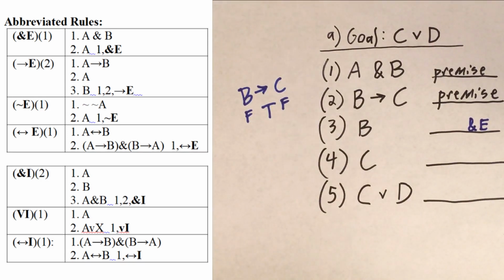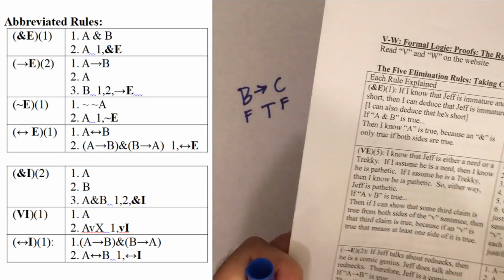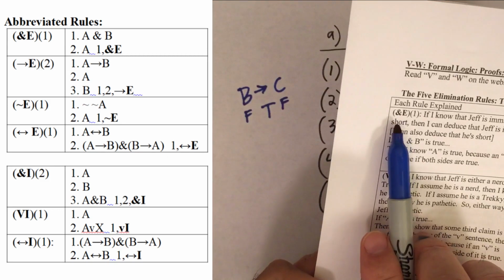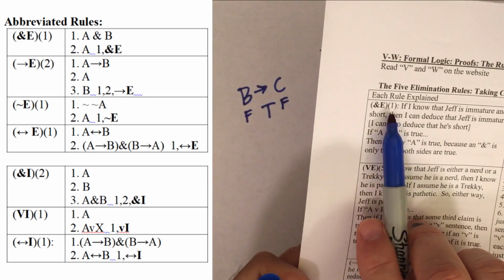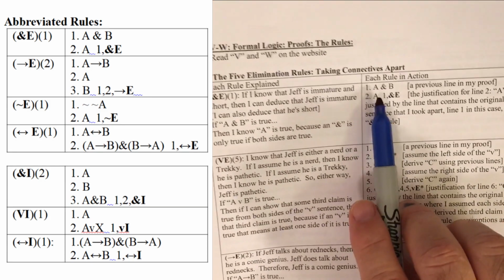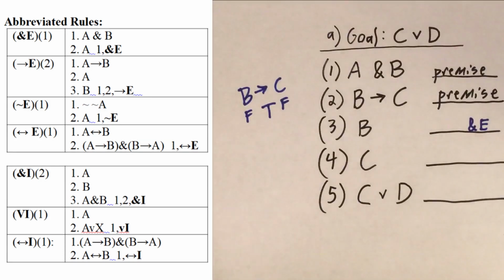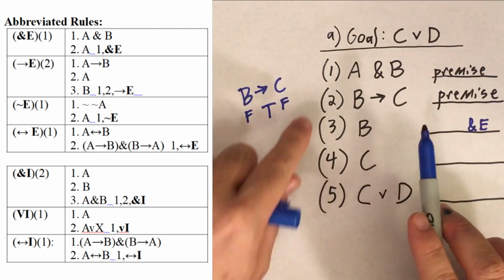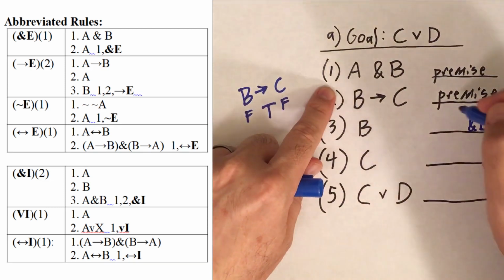Now, I'm going to do something corny for a second, and I'm going to put my sheets in front of the camera, just so you can see, look at the rule. The and E rule requires one line of justification. What is that line? The line that contained the and I took apart. So in this case, what line did I use? Line 1.